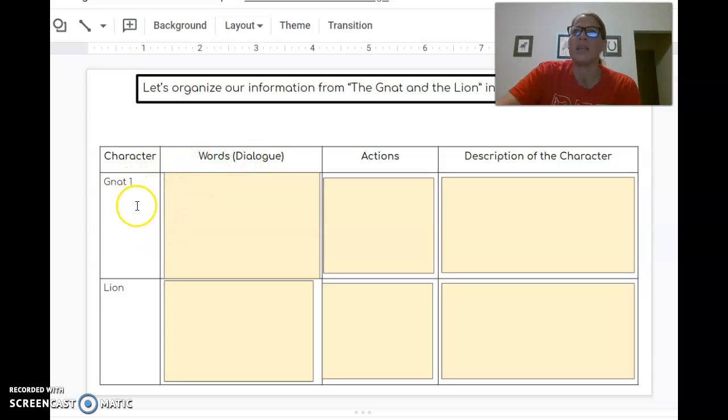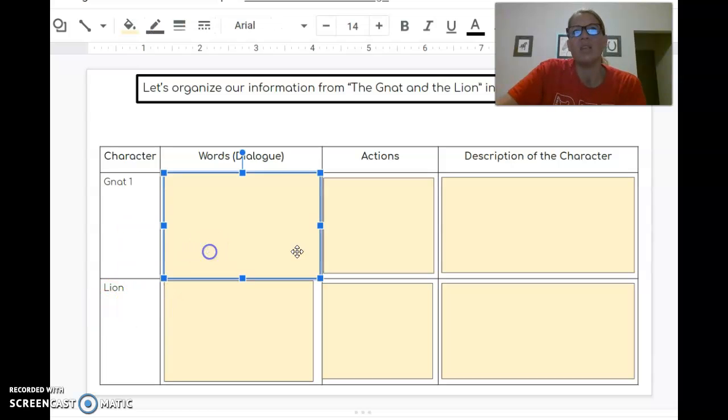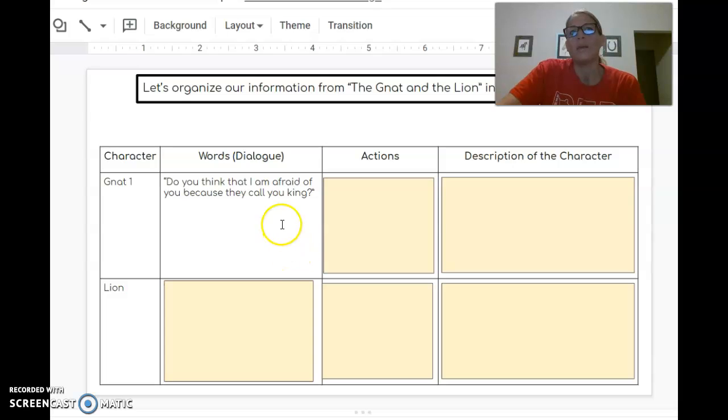And gnat 1 meaning the gnat from the gnat and the lion, not the gnat and the bull. So we're just looking at the gnat in the story of the gnat and the lion. And we identified some of his words to be, "Do you think that I'm afraid of you because they call you king?" So I want you to think about that and the way that he's saying that. And I think yesterday in our text, if you have your book open, you'll see we kind of wrote that he sounded kind of sassy.